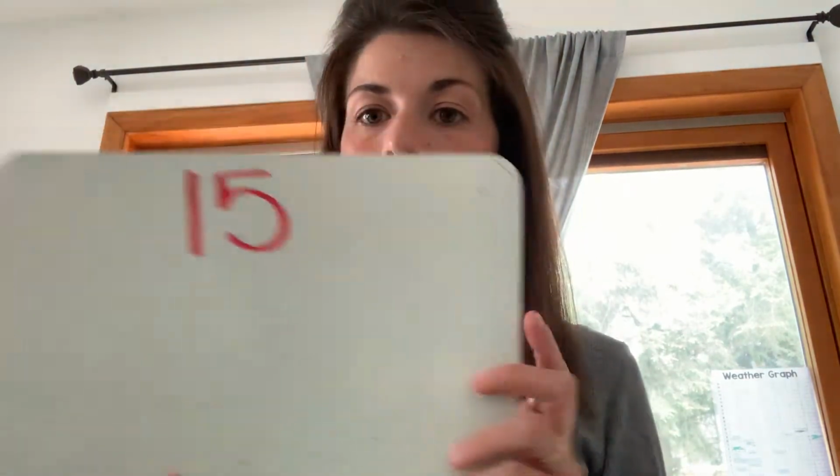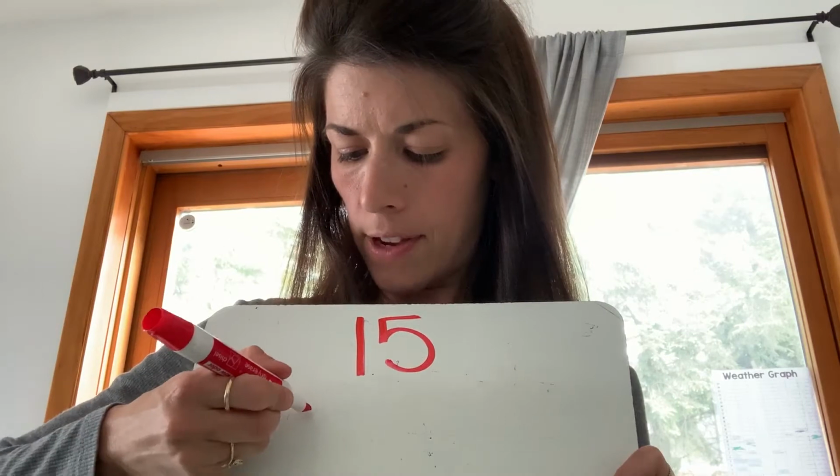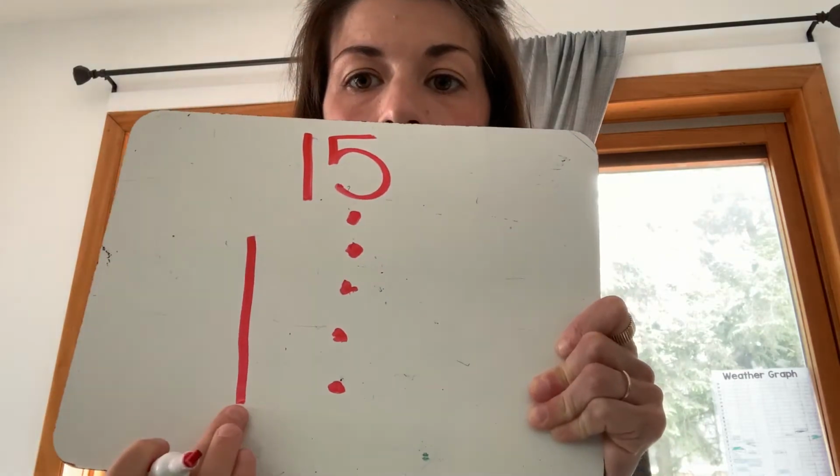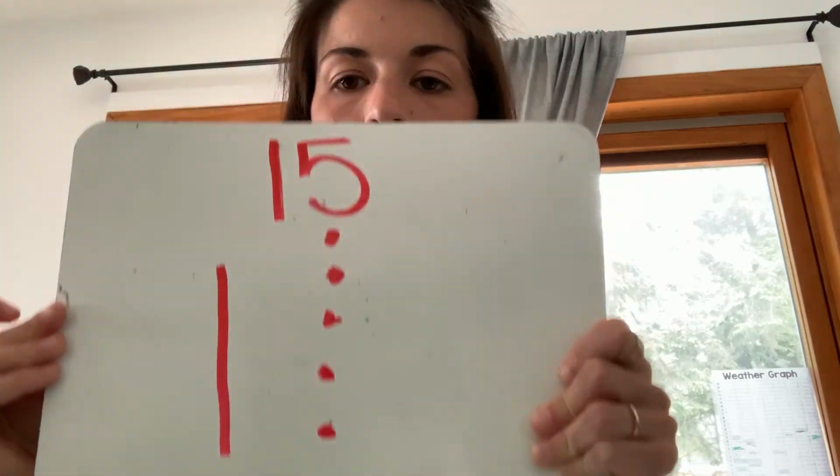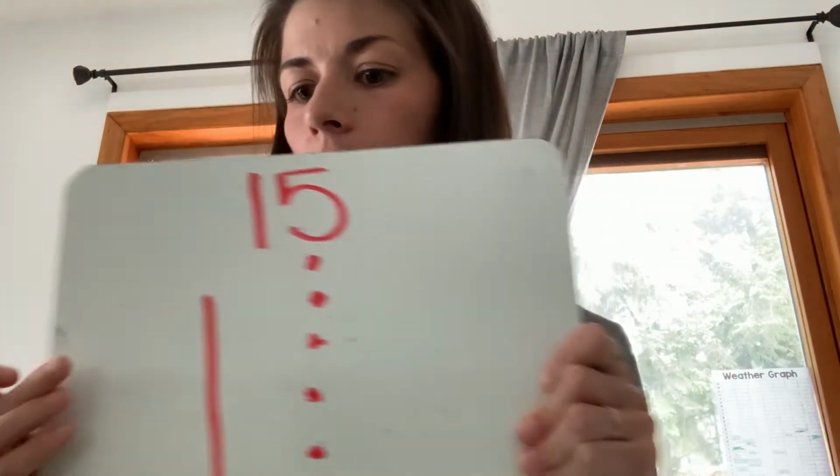Another question that we had was, draw a model to show the number 15. So how can we model the number 15? How many 10s would you draw and how many 1s? So again, the number was 15. And in order to model 15, I would draw 1 10 and 5 1s. 10, 11, 12, 13, 14, 15. 1 10 and 5 1s make the number 15.